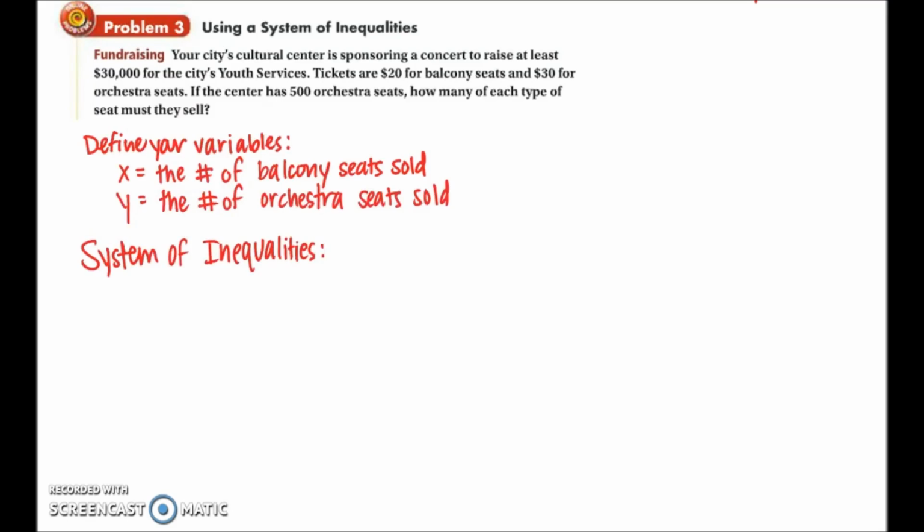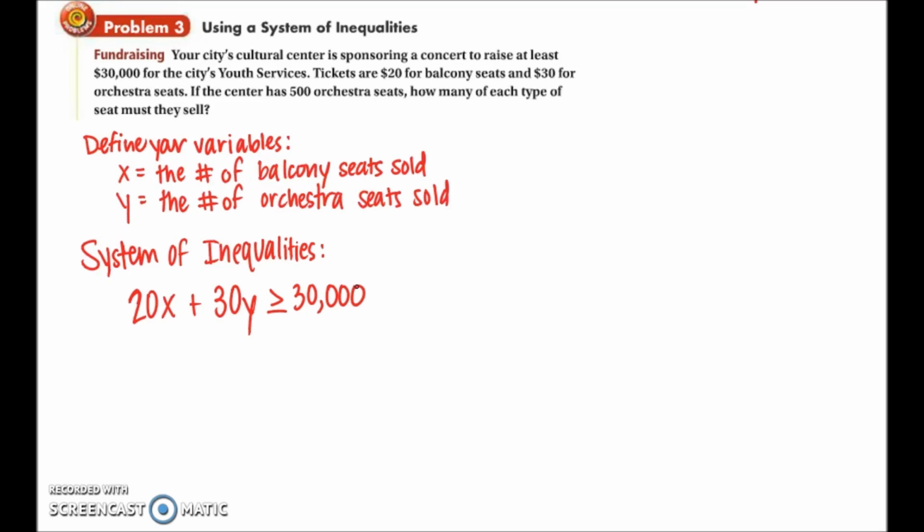For the first inequality, let's take a look at the price per seat and then attach the price with the variable. So the first one, x, is the number of balcony seats, and $20 is the price for a balcony seat. So we're going to say 20x plus 30y, because each of the orchestra seats costs $30, and they want to raise at least $30,000. So that means we want greater than or equal to $30,000, the least amount of money that they want to raise.